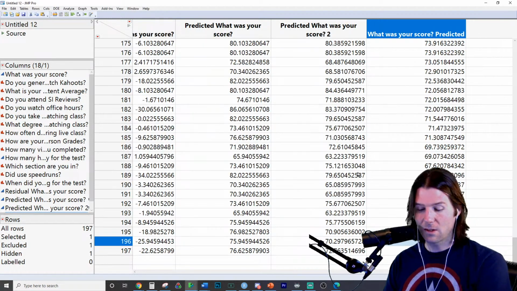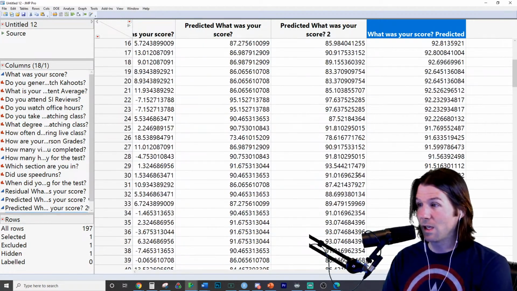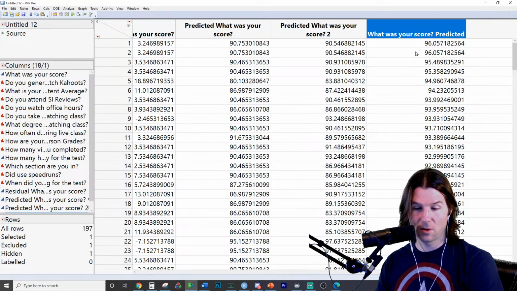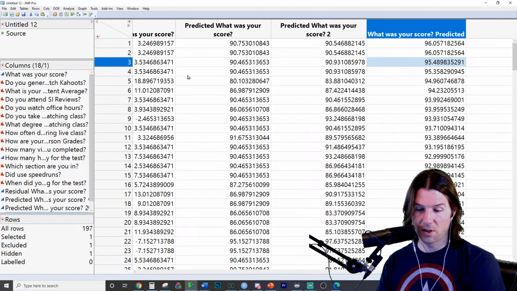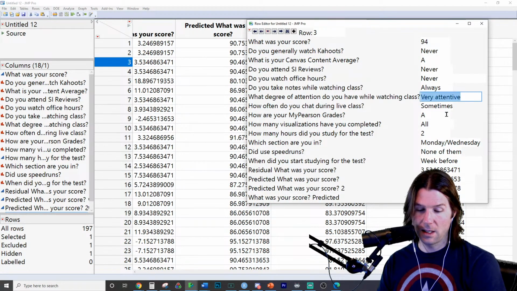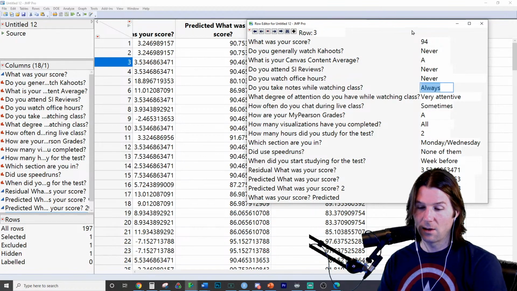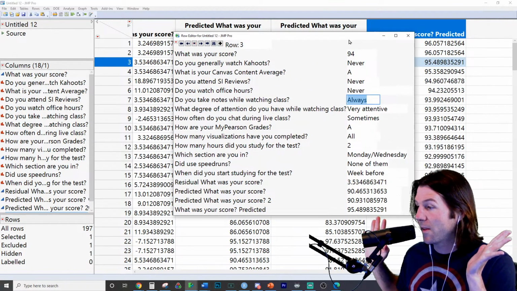I can tell you, we haven't looked at the second person right here, and I'll bet you good money that they're very attentive and they're taking notes during class. So this person will be a different formula than the person up top. I'm looking at the third because it looks like these two have the same predictions, so the tree did them the same. They are very attentive, they chat during class, and they take notes. I'm not shocked by that.